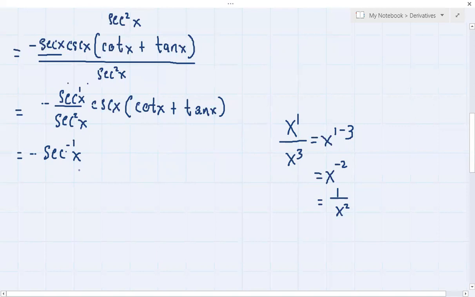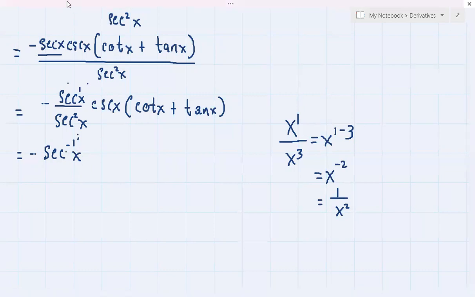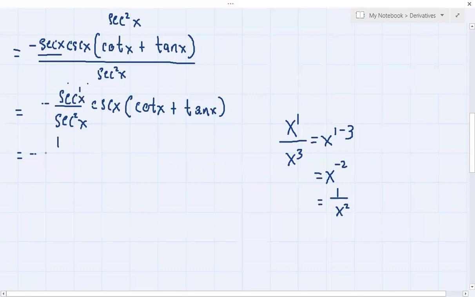Okay? Or, by definition ng reciprocal identity, pwede mo naman siyang gawing positive yung exponent niya, by reciprocating it. Kumbaga, we can change this sign by reciprocating. So therefore, if you're going to reciprocate secant x raised to negative 1, magiging 1 all over secant x ang resulta niya. Okay? So that's it. So times cosecant x times quantity cotangent x plus tangent x.